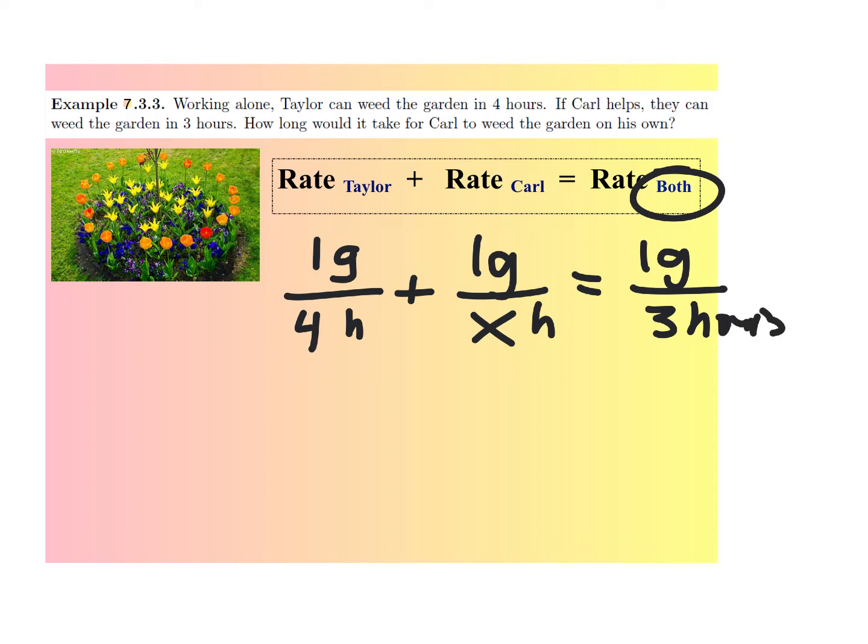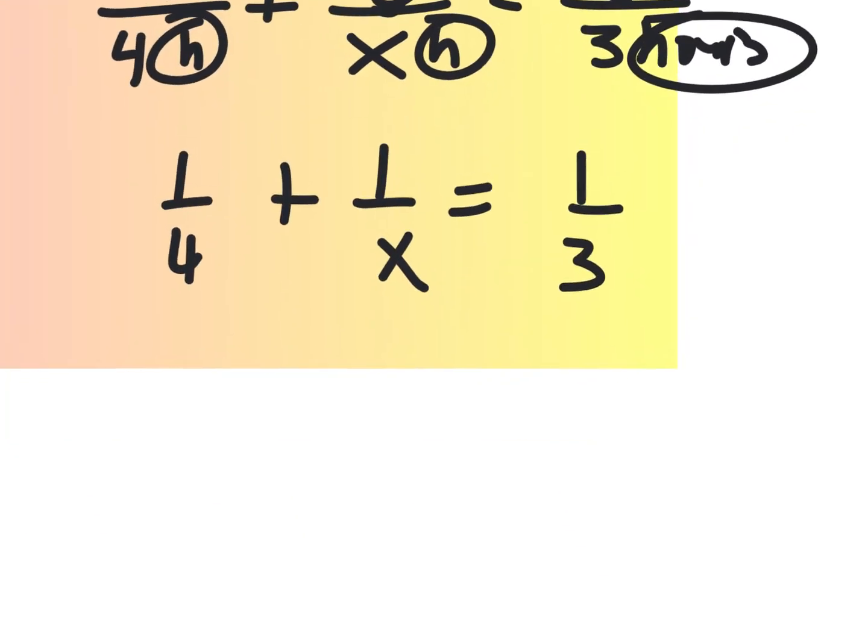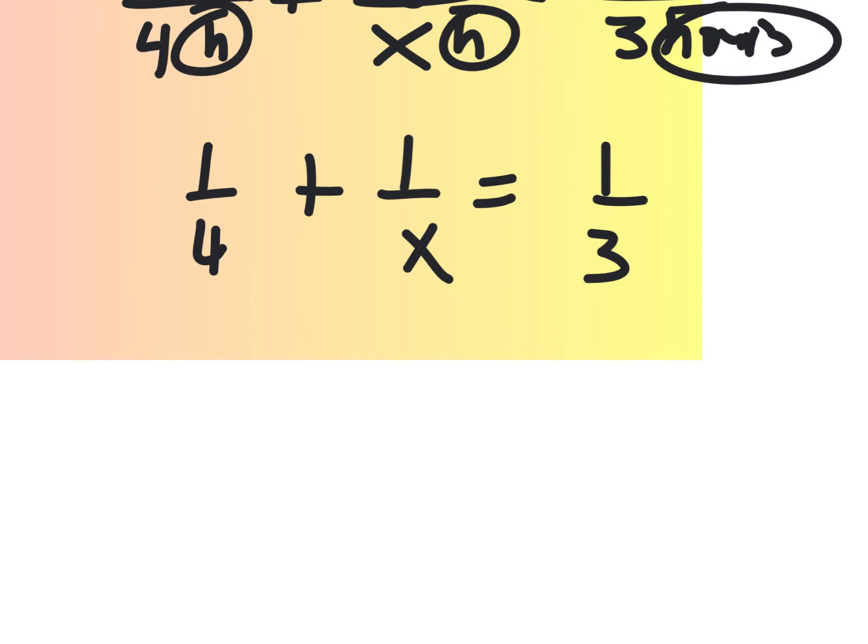Okay, did I keep my units the same? Garden, garden, garden, yup. Hours, hours, hours, yup. So now I can drop those and just say 1/4 plus 1 over x is equal to 1 over 3. It's just a clear the fractions kind of thing. Okay, so I'm going to times everything by 4 and 3 and x. Just changing colors to make it more clear what I'm doing to the problem.